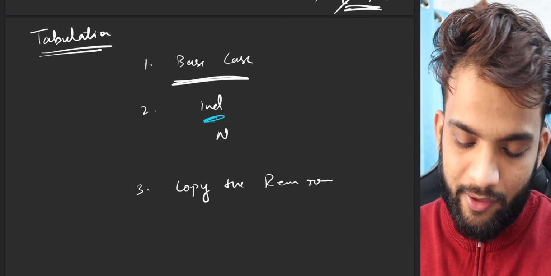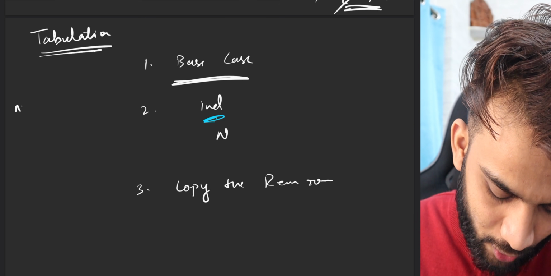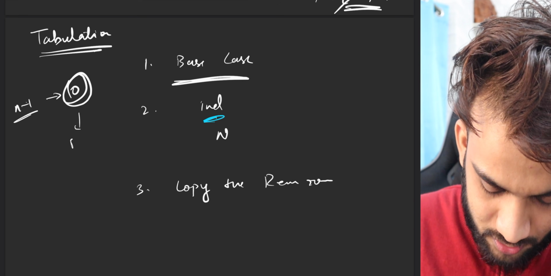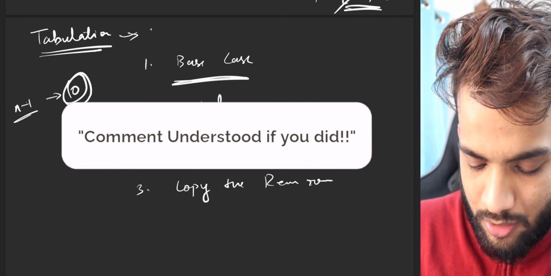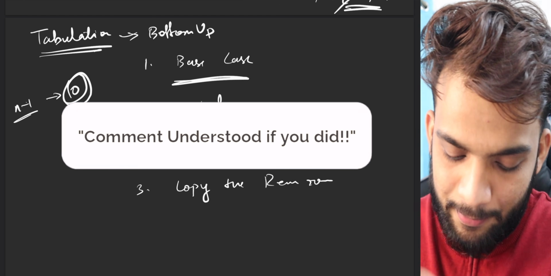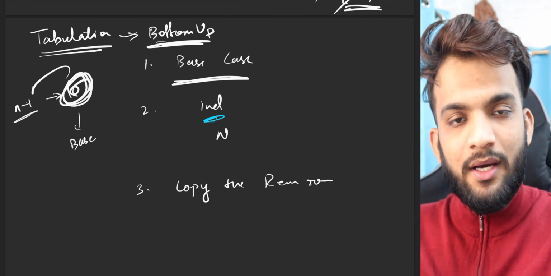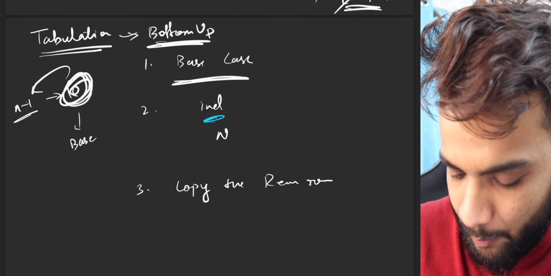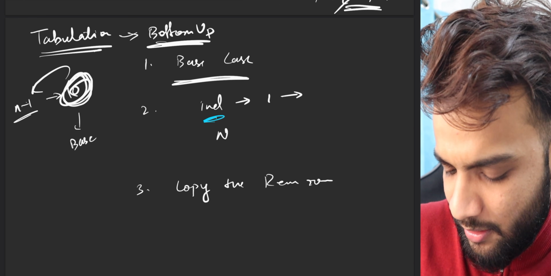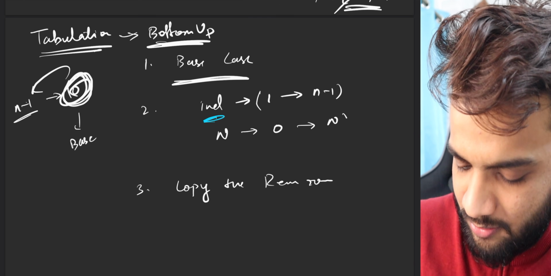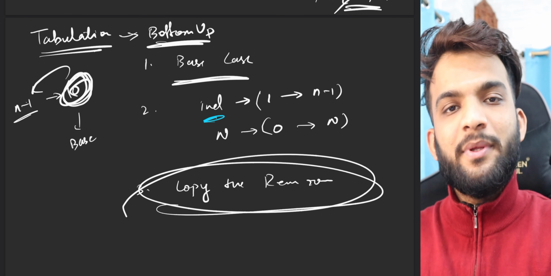Perfect. Superb. What about this? What did you do in the recursion? In the recursion, it went from n minus 1 till 0, where 0 being the base case. What is tabulation? Bottom up. So from the base case, you go till the ultimate. So the base case is done, and you start from 1 till n minus 1. What about n? You do it in the opposite. Done. And now you just need to copy the recurrence.